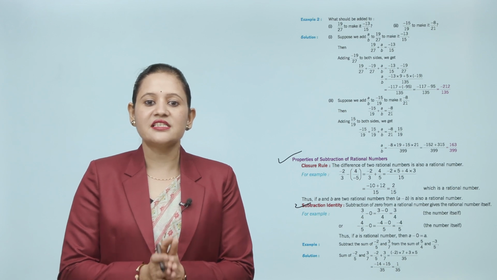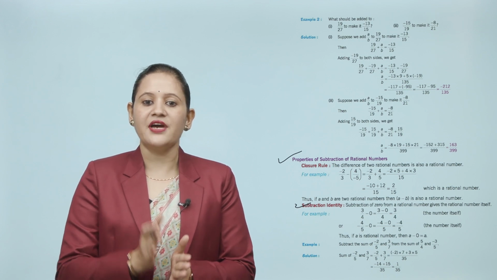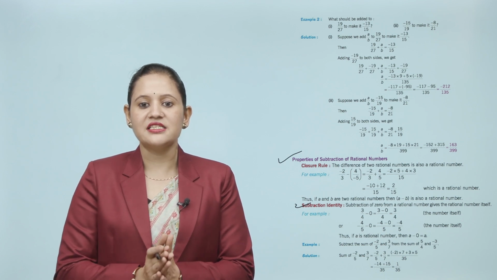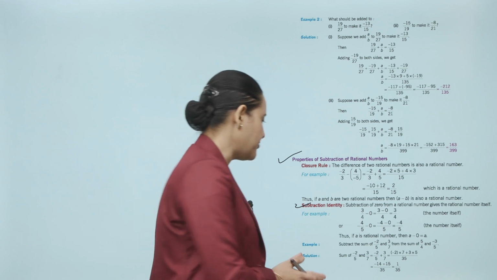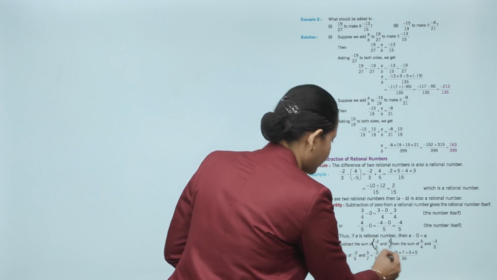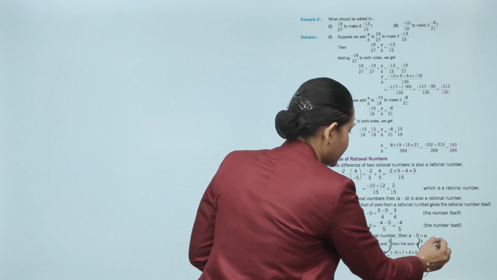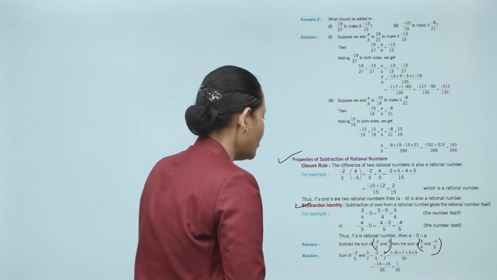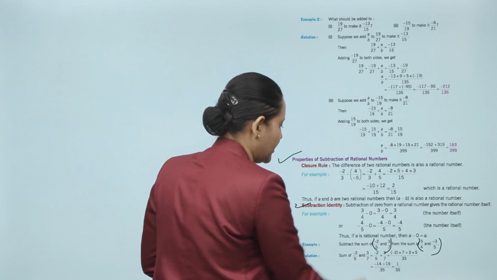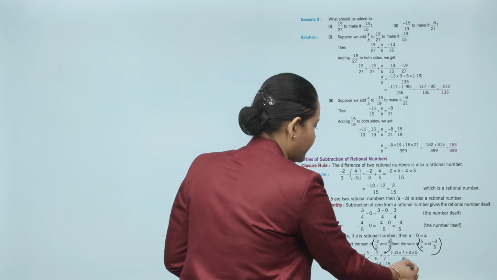Let's take an example. Subtract the sum of minus 2 upon 5 and 3 upon 7 from the sum of 5 upon 4 and minus 3 upon 5. So what we have to do? We have to subtract the sum of these two numbers from the sum of these two numbers. So, first the sum of minus 2 upon 5 and 3 upon 7, that is 1 upon 35.